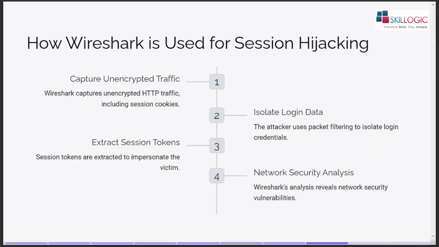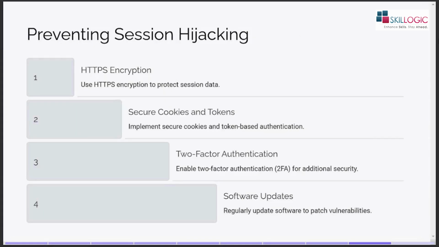How is Wireshark used for session hijacking? Capture unencrypted traffic: Wireshark captures unencrypted HTTP traffic, including session cookies. Isolate login data: the attacker uses packet filtering to isolate login credentials. Extract session tokens: session tokens are extracted to impersonate the victim. Network security analysis: Wireshark analysis reveals network security vulnerabilities. So this is a very powerful tool which is used by ethical hackers.